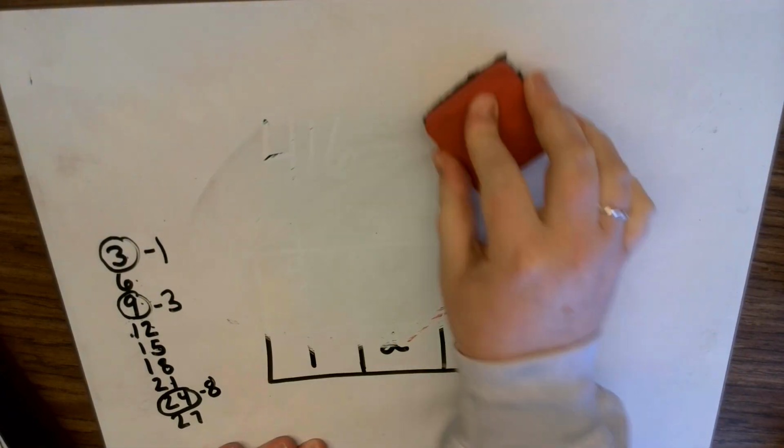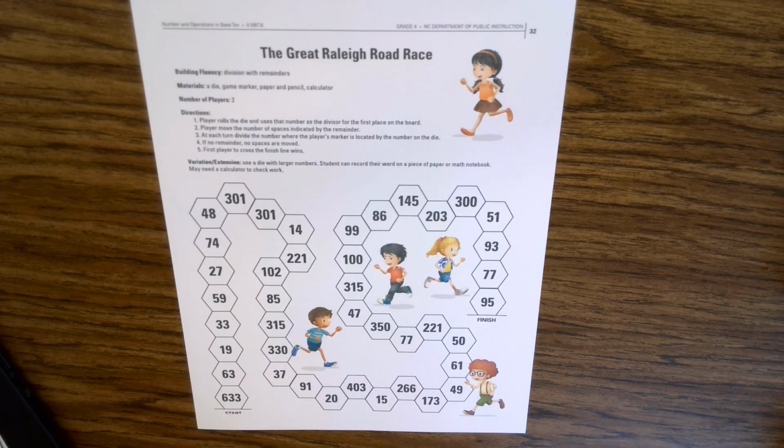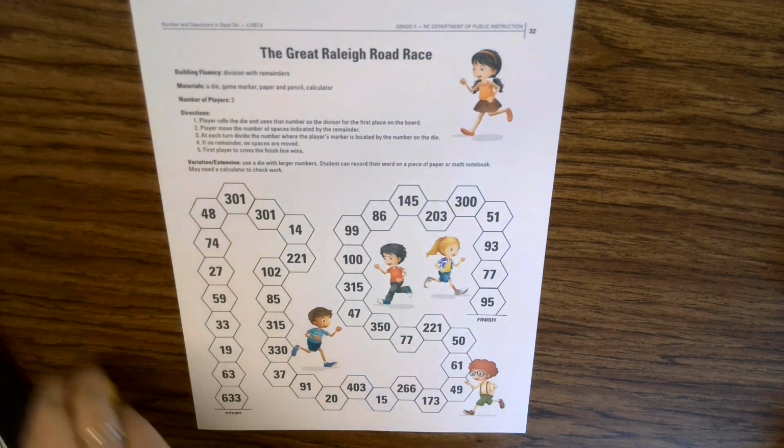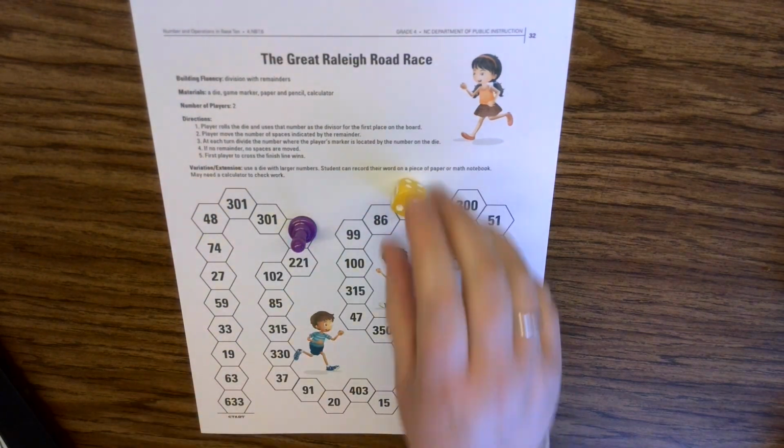Let me erase this. You go ahead and erase your boards as well. You're still going to need your whiteboards, markers, and erasers, so don't put this away. You're going to play a game today with a partner, and the game is called the Great Raleigh Road Race. You're going to work with a partner that I have already given you on the next slide. There, your partner will be listed. Ms. Martinez will give you and your partner one game board. You each will get a game marker, and then you'll get one die.